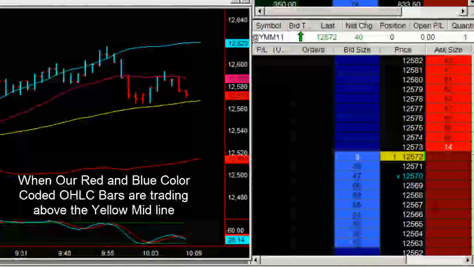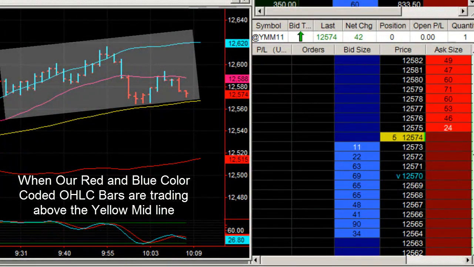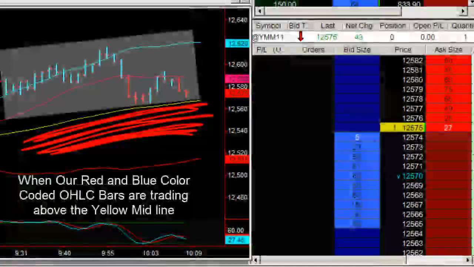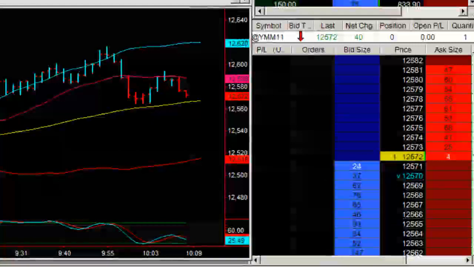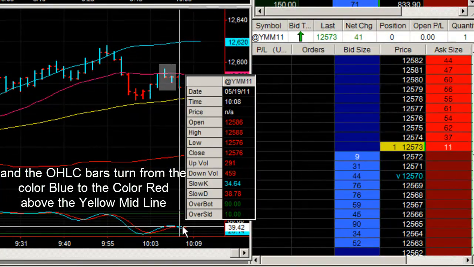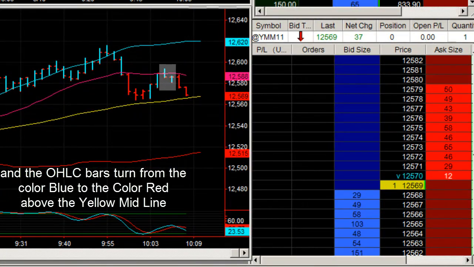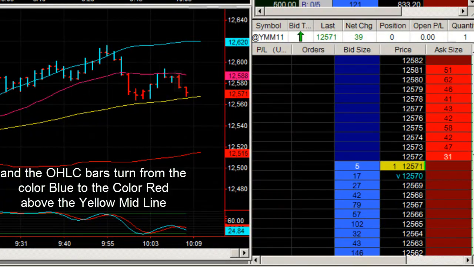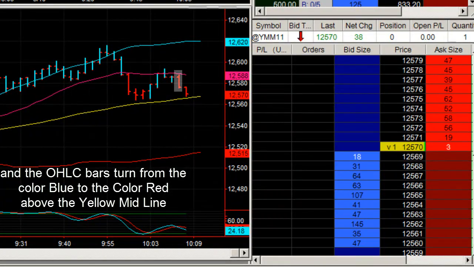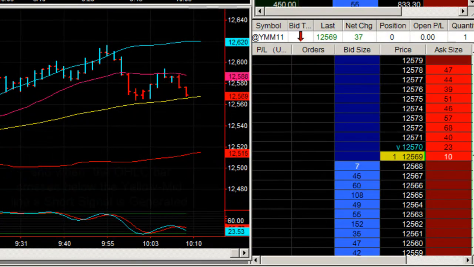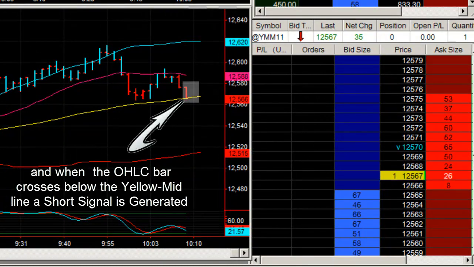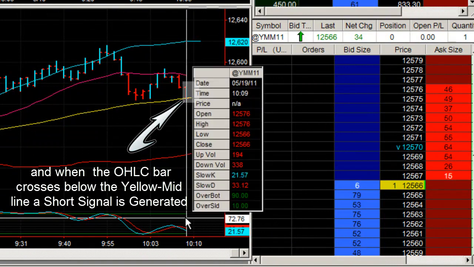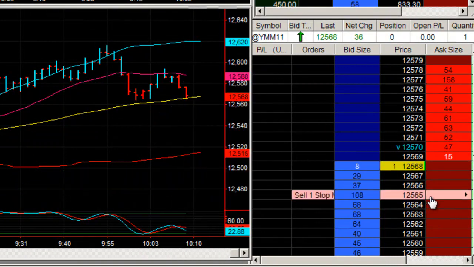Now notice how our open, high, low, close bars are trading above the yellow midline. Whenever we're trading above the yellow midline, we're looking for a short. Now here the open, high, low, close bars turn from the color blue to the color red above the yellow midline. Now, when the open, high, low, close bar crosses below the yellow midline, a short signal is generated 2 ticks below.